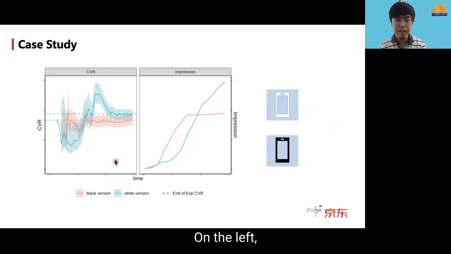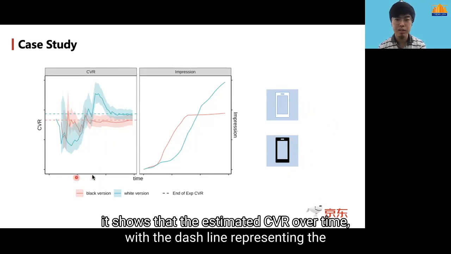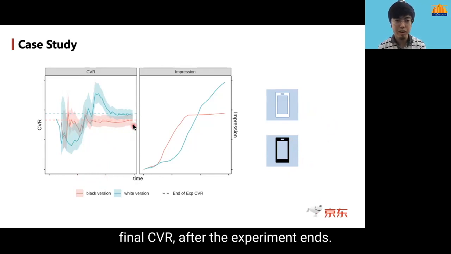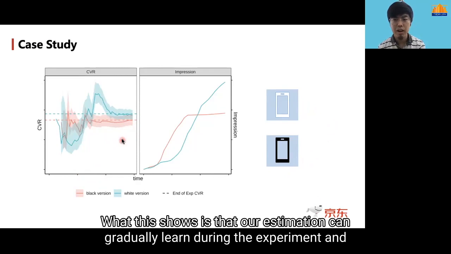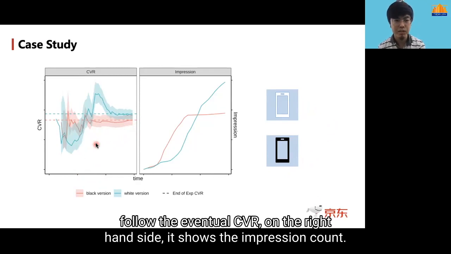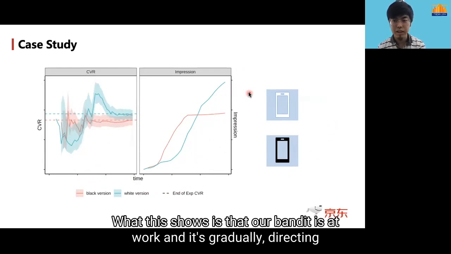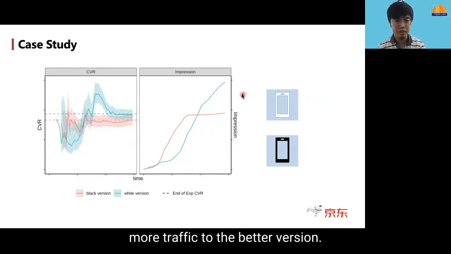On the left, it shows the estimated CVR over time with a dashed line representing the final CVR after the experiment ends. What this shows is that our estimation can gradually learn about the eventual CVR. On the right-hand side, it shows the impression count. What this shows is that our bandit is at work and it's gradually directing more traffic to the better version.